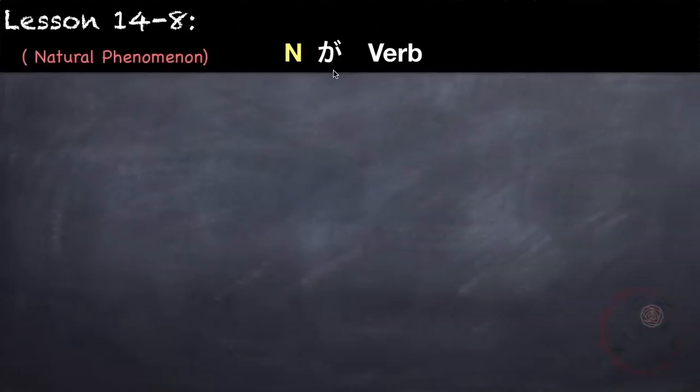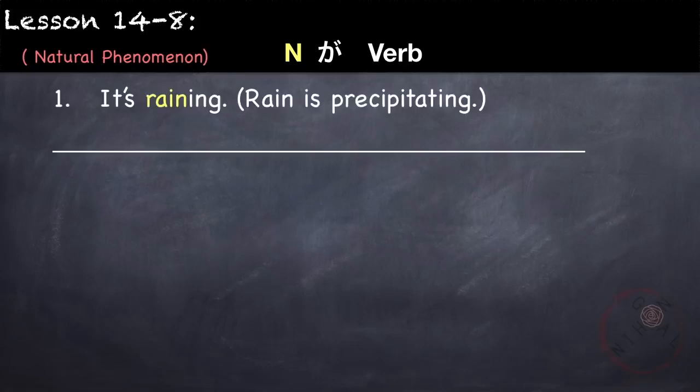And lastly is using particle ga to mark the noun where the noun is a natural phenomenon. For example, it's raining. We've encountered this example earlier in this lesson. Literally, rain is precipitating. So, ame ga. Here, ame is marked by the particle ga. Precipitating is furimasu, or, since it's happening right now, we say futteimasu. Ame ga futteimasu.